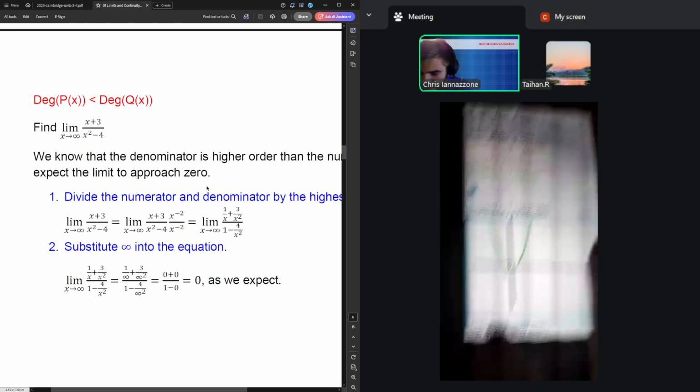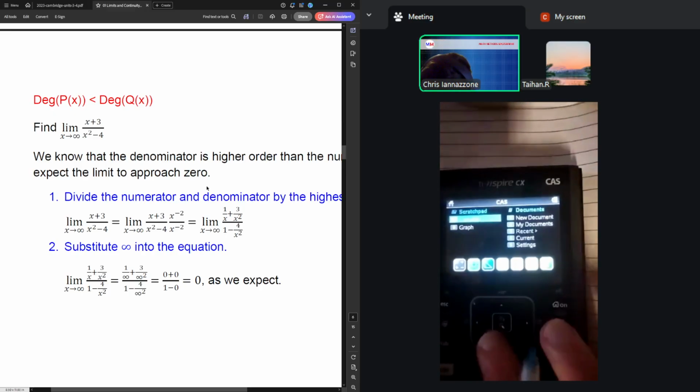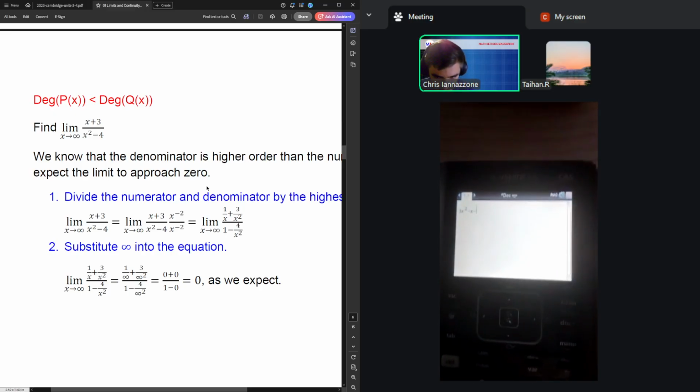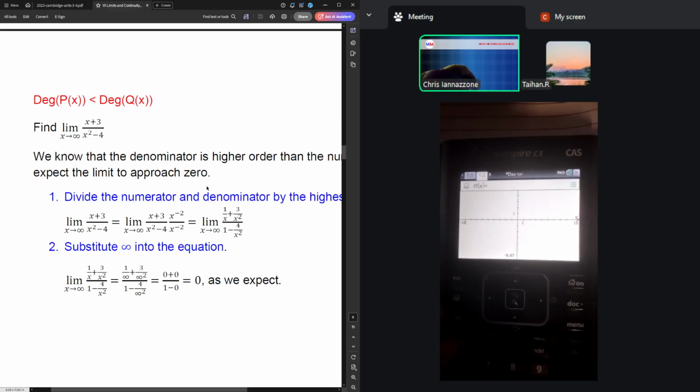I'm going to bring up the other CAS because it's actually back alive. It's been too long since I've used that one. Okay, x plus 3 over x squared minus 4. My assumption is we're going to have an asymptote at x equals 2, and plus minus 2, actually.